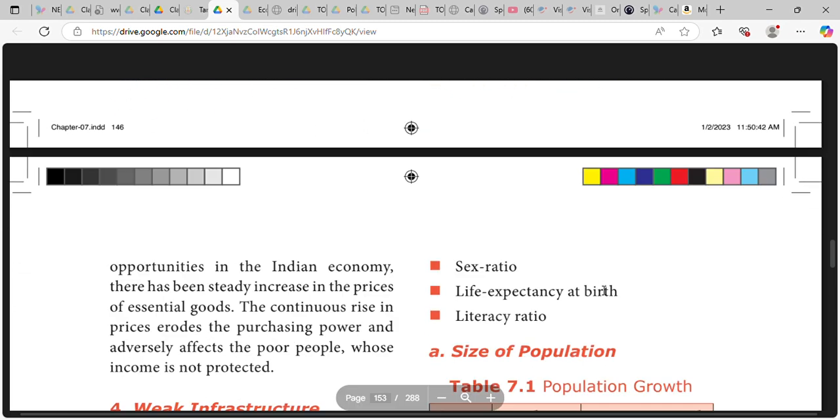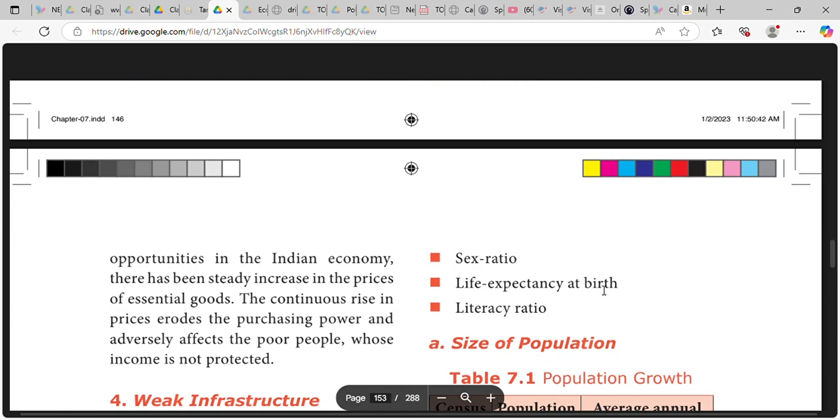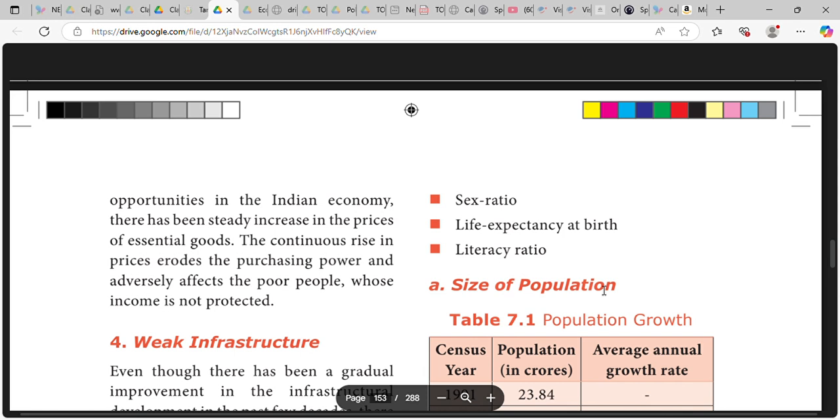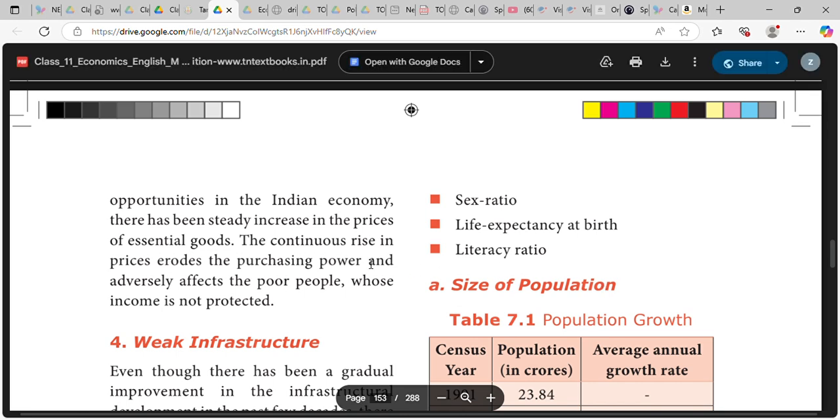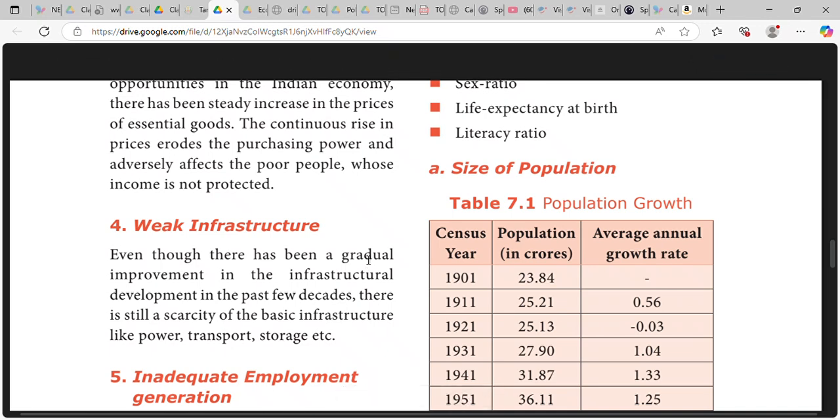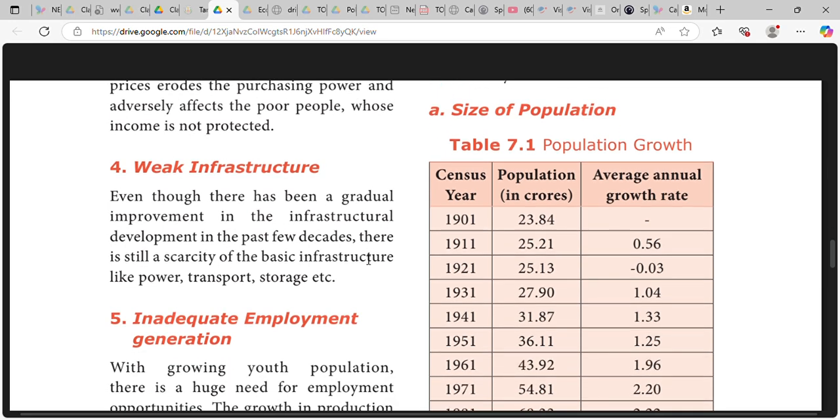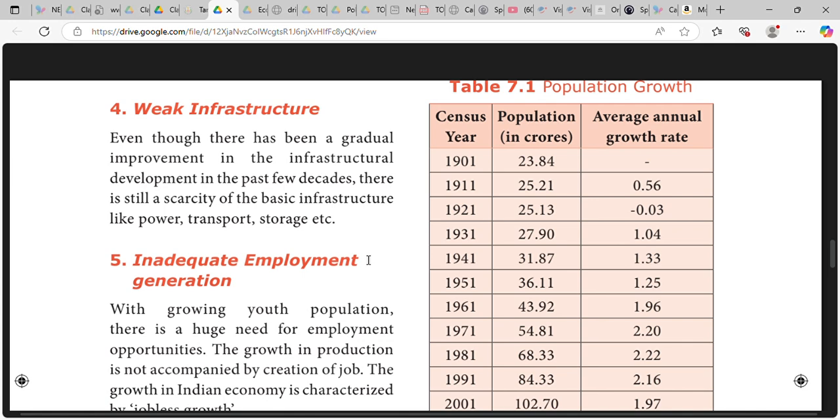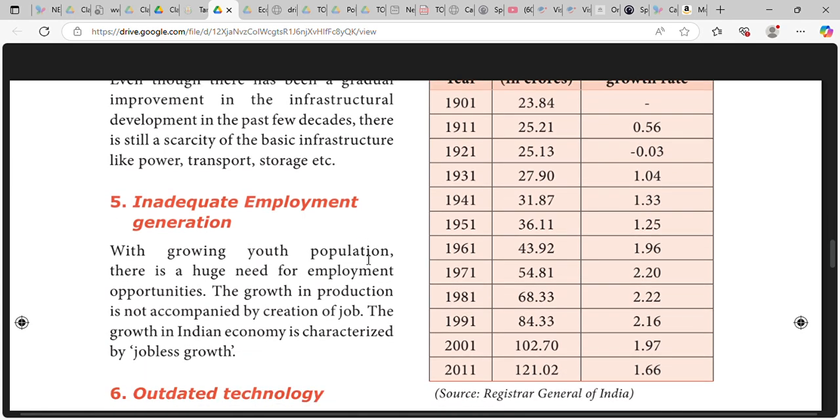There has been constant growth in GDP and growth opportunities in the Indian economy. There has been steady increase in prices of essential goods. The continuous rise in the prices erodes the purchasing power and adversely affects the poor people whose income is not protected. Weak infrastructure. Although there has been a gradual improvement in the industrial development in the past few decades, there is still a scarcity of the basic infrastructure of power, transport, storage, etc.